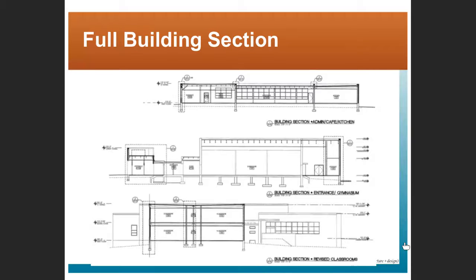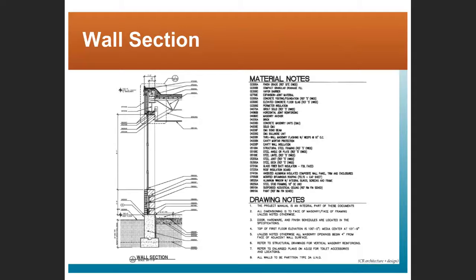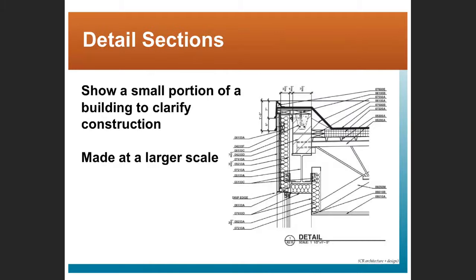Again, full building sections or wall sections. Or details, right? Again, that detail has a number in a drawing, so that should be keyed to something else. There should be some other place where you see that same number that tells you to look here for details. Again, made at a larger scale. I think that says 1.5 inches equals 1 foot.